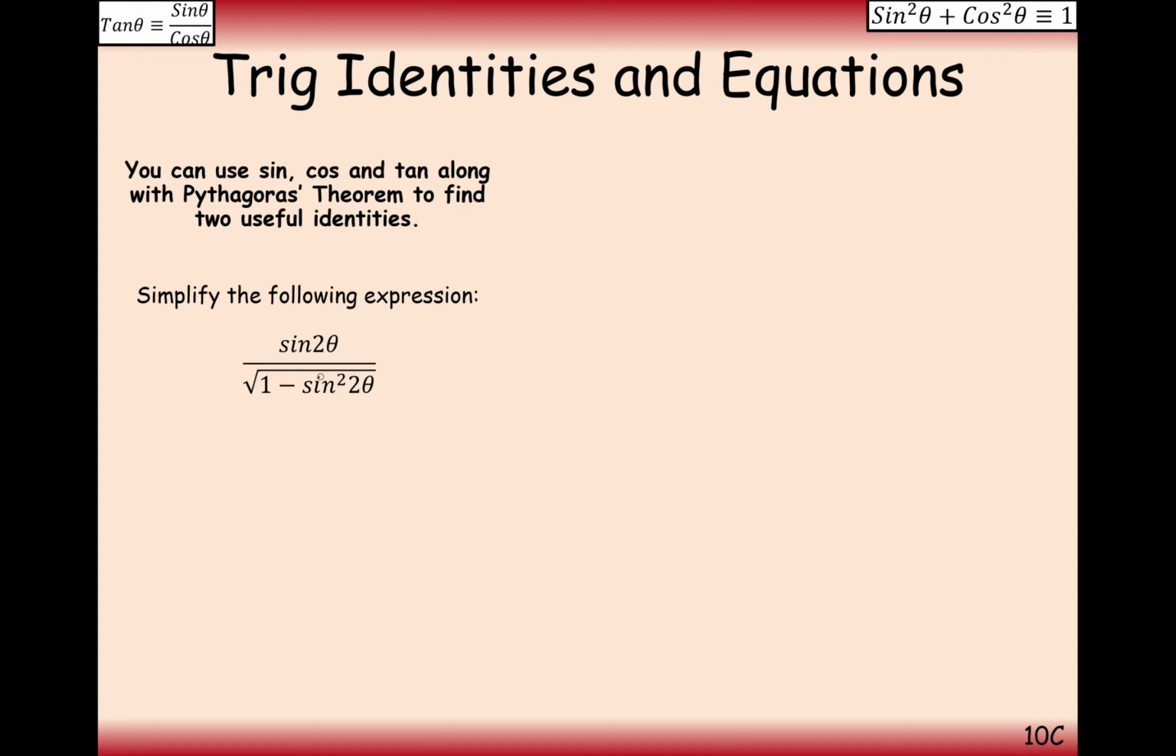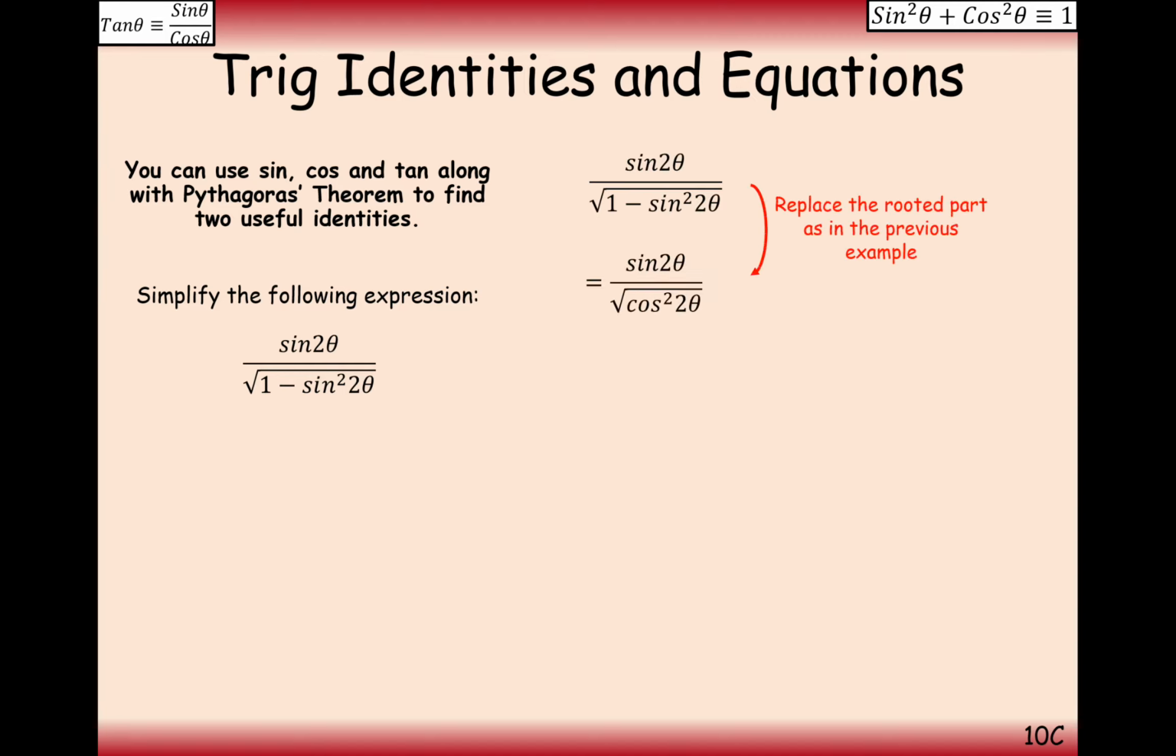Okay, so the next expression is a little bit more tricky here. Sine of 2 theta divided by the square root of 1 minus sine squared 2 theta. Well, just a reminder from what we did before, 1 minus sine squared theta equals cos squared theta. Now the fact that there's a 2 theta here and a 2 theta here doesn't matter as long as these two angles are the same. So what we need to do here is replace 1 minus sine squared 2 theta with cos squared 2 theta.